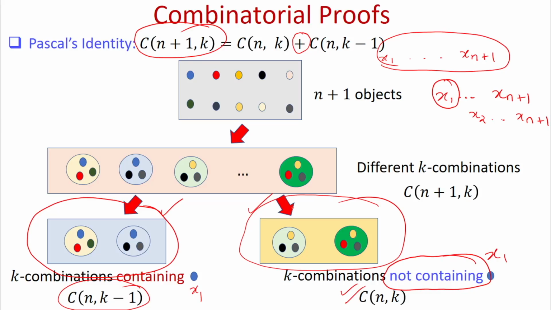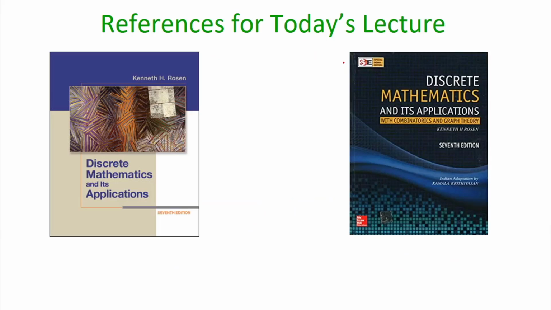And this is a combinatorial proof because I have not expanded my left-hand side expression, and I have not expanded my right-hand side expression and simplified them. I am just giving a counting argument and proving that LHS and RHS are counting the same things.